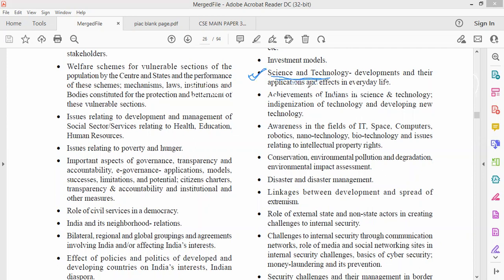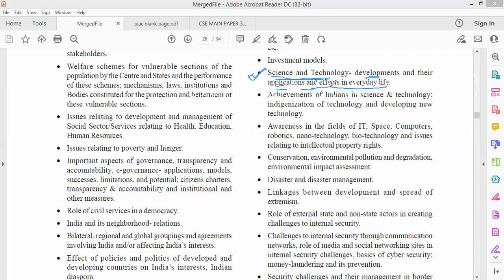general study part. Now what does the science and technology part say? First, it talks about development and their applications and effect in everyday life. As I told you, why the science and technology part is there is made clear in the first subtopic only. Now, first of all, what does science and technology mean? First of all, you try to understand.